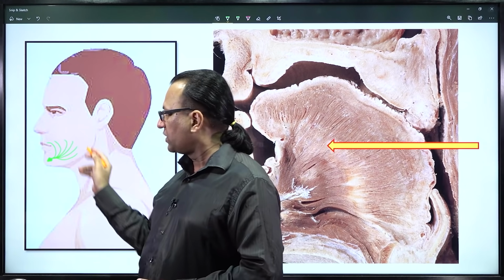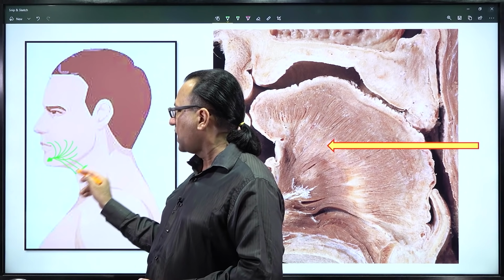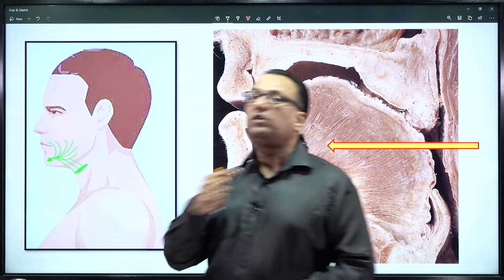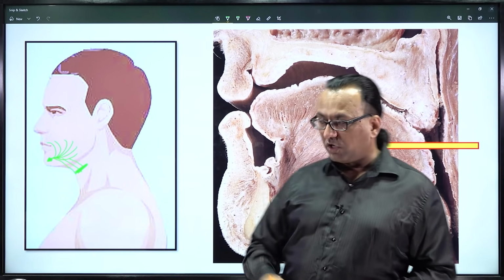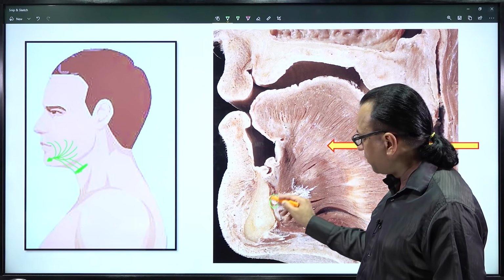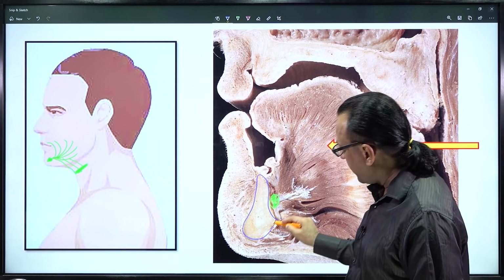It inserts into the tongue and partly into a bone here, which is called the hyoid bone, the bone of the neck region. So, which muscle are we talking about? You'll notice here the origin is the superior genial tubercle of the mandible.